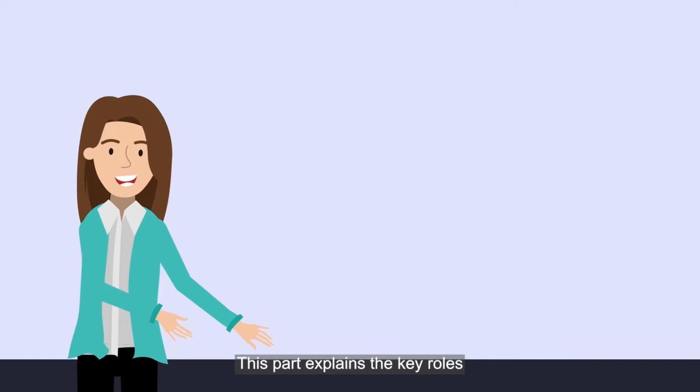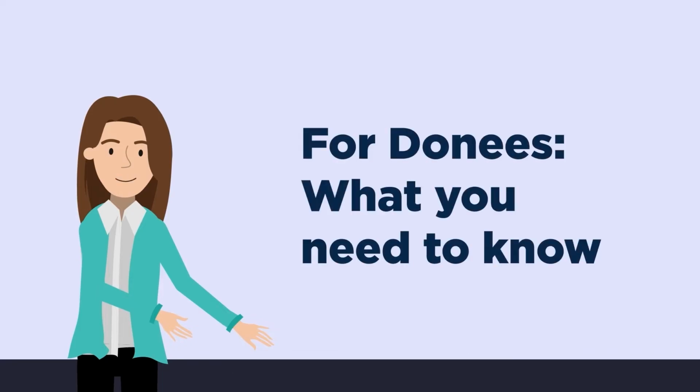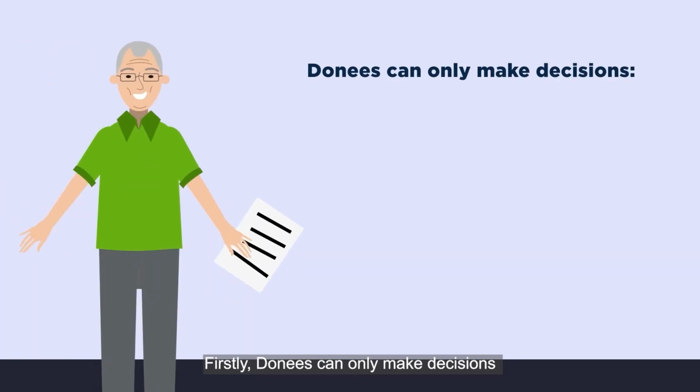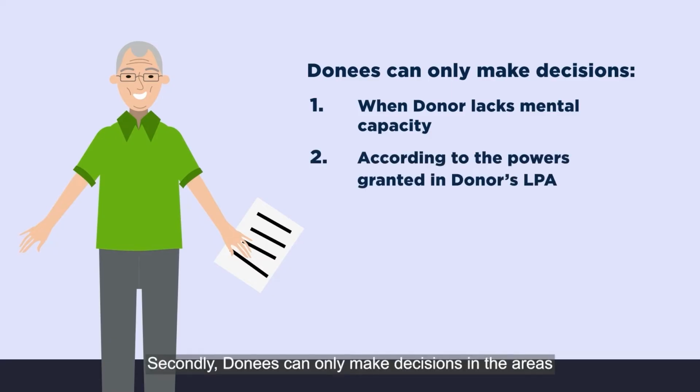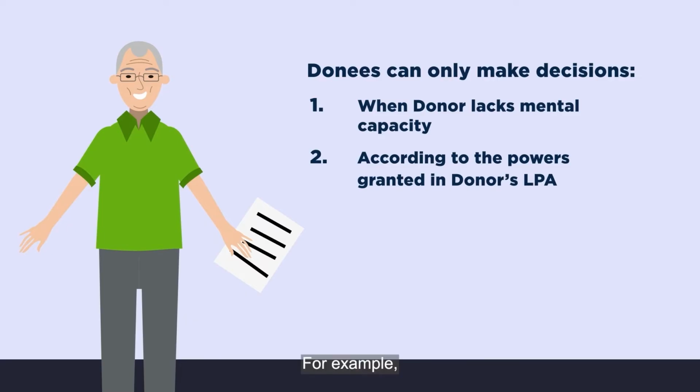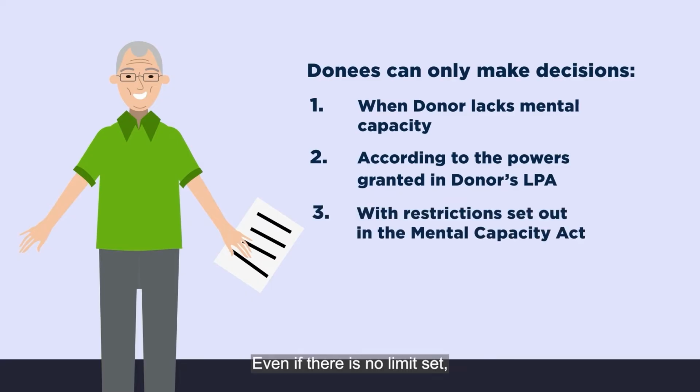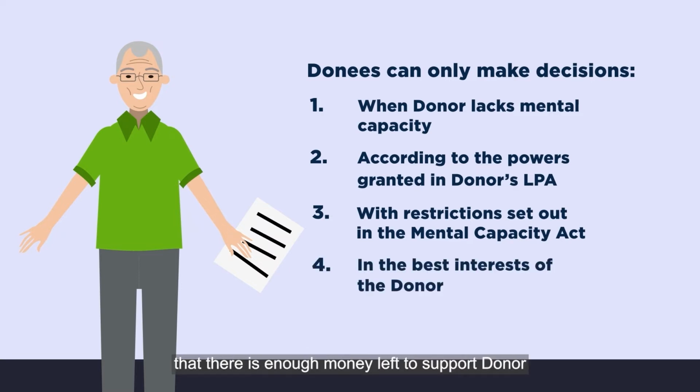This part explains the key roles and responsibilities of a donee. Firstly, donees can only make decisions on the donor's behalf when the donor has no mental capacity to make his or her own decisions. Secondly, donees can only make decisions in the areas as stated by the donor on the LPA. For example, a donee can make cash gifts on a donor's behalf, subject to the limits set by the donor. Even if there is no limit set, the MCA imposes a duty on the donee to ensure that there is enough money left to support the donor in his lifetime before making the cash gift.